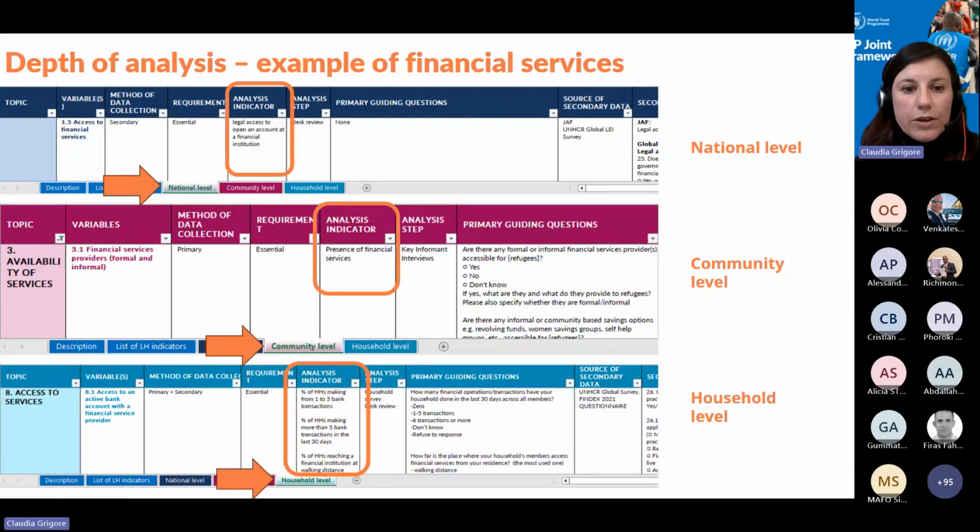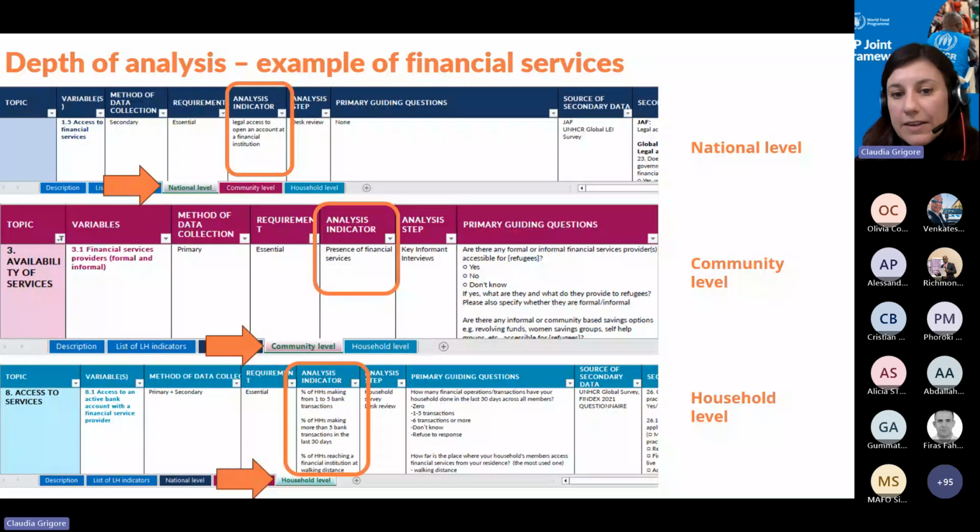Now, when you look at the household level, we assess the access of households to those financial services through several indicators, such as the number of transactions made by households. As you can see here, you have the first two indicators related to that, or the walking distance to the financial institution. And this is obtained through a mix of primary data collection through household surveys and desk review for secondary data, as you can see here in this column, analysis step.